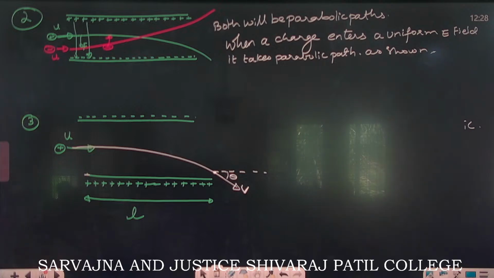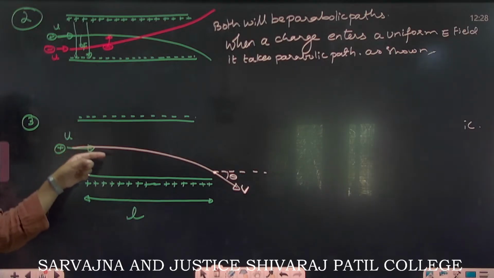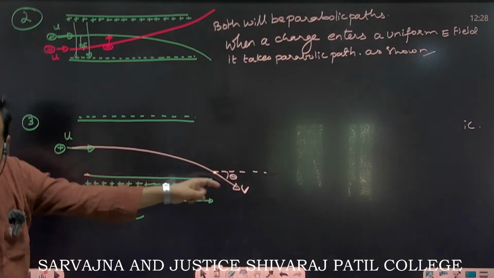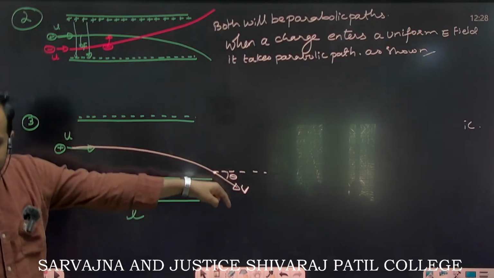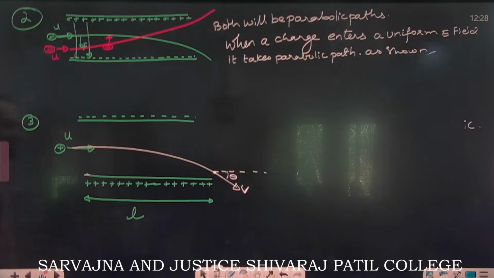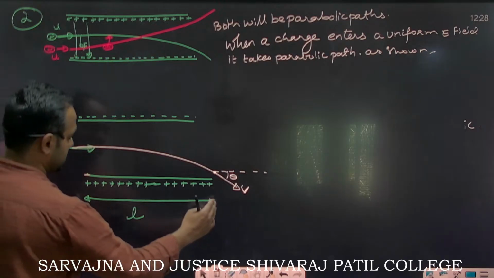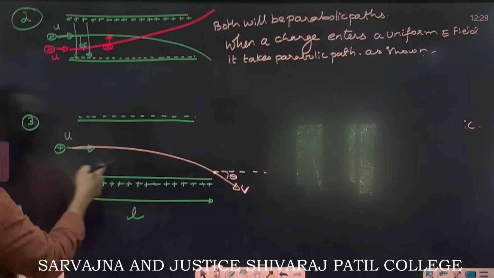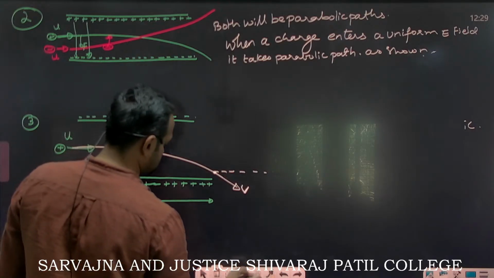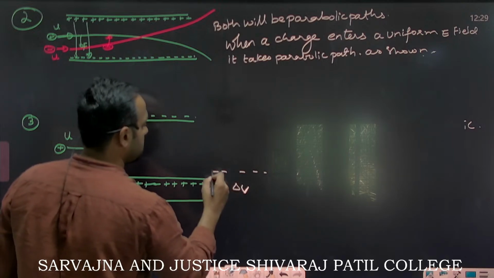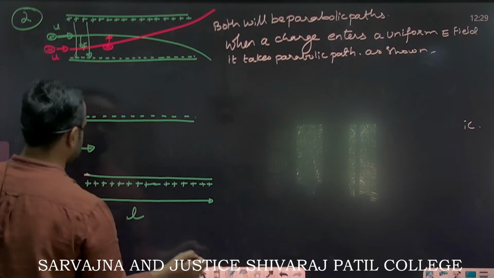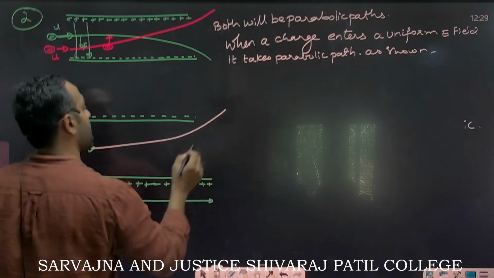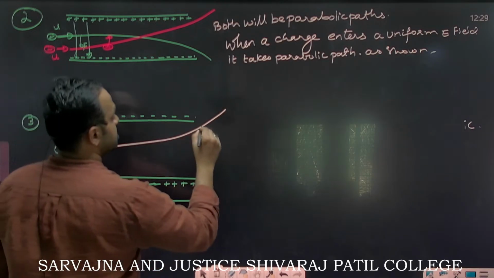Now, one of the general things they ask is: it enters horizontally and exits like this. So what is the angle at which it exits? They give the length L. Let's say the electric field is here, so in this case it will go up, not down. Let's say it is exiting here.